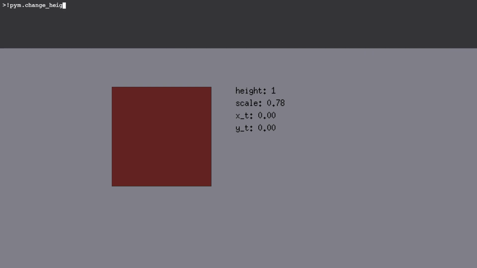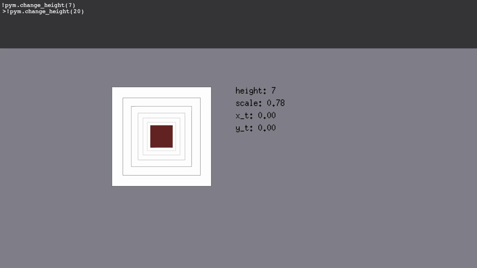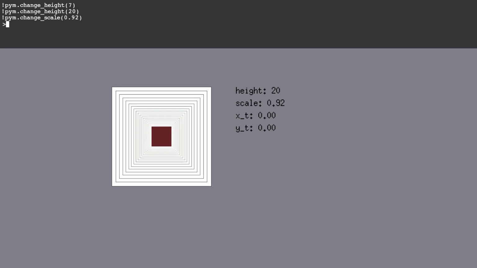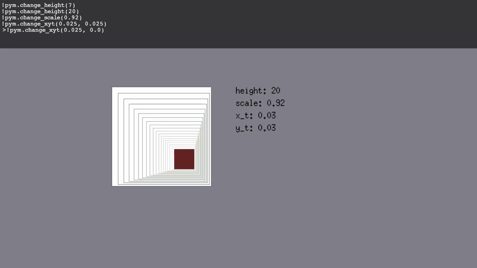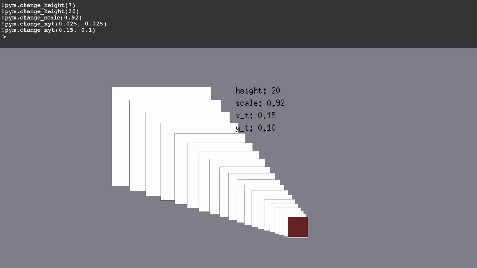It has several parameters. The first one is height. Height defines how many squares build a specific pyramid. The next parameter is scale, and it's basically a ratio between bigger and smaller squares at each level of the pyramid. The next two are X and Y transitions, and I think you can easily get a sense of what they are responsible for. It's like a shift of the whole pyramid from the center of the biggest square.